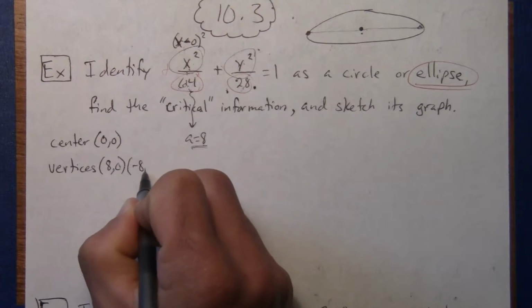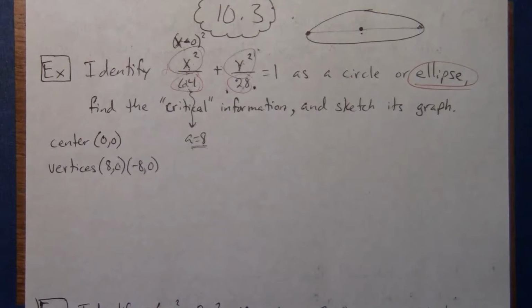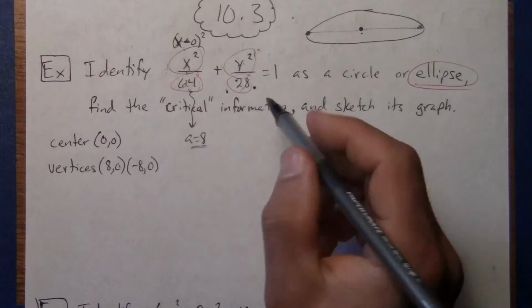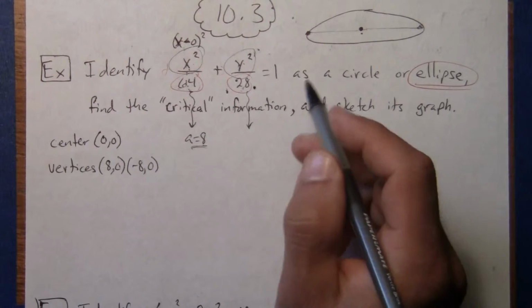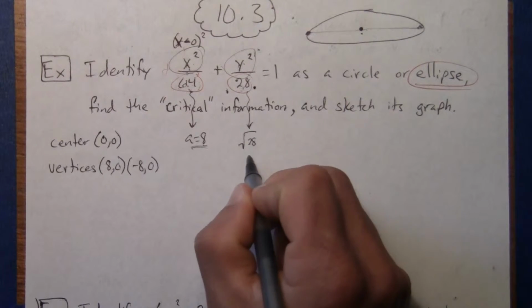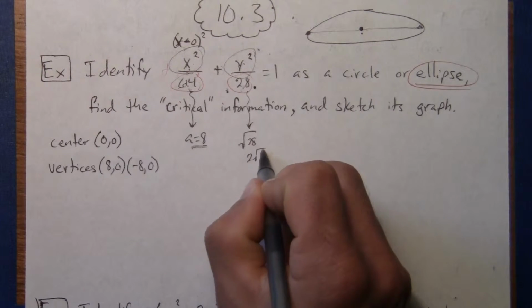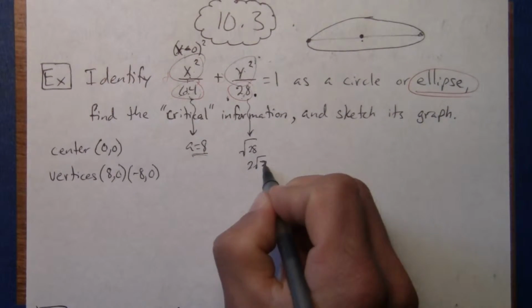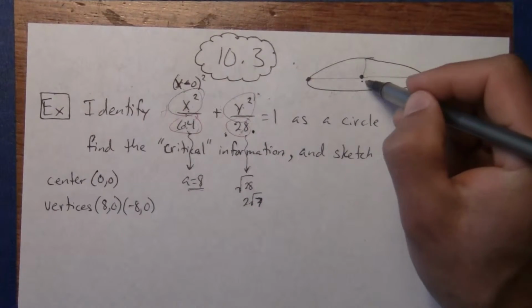Move to the left, I'd be subtracting 8 from the x value. There are my vertices. Now the square root of 28 is not necessarily a nice number or an integer, but if I took the square root of 28, they probably would ask you to simplify. So I say it's 2 square root of 7. That is how far up and down you would go.